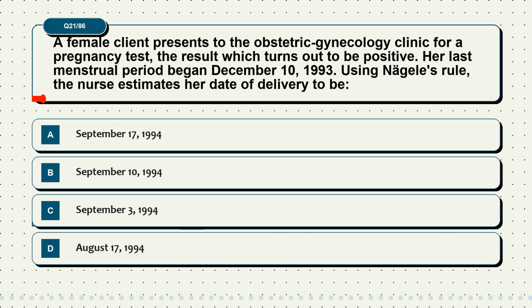Question 21. A female client presents to the obstetric gynecology clinic for a pregnancy test, the result of which turns out to be positive. Her last menstrual period began December 10, 1993. Using Naegele's rule, the nurse estimates her date of delivery to be. Here are the options. Option A, September 17, 1994. Option B, September 10, 1994. Option C, September 3, 1994. Option D, August 17, 1994.